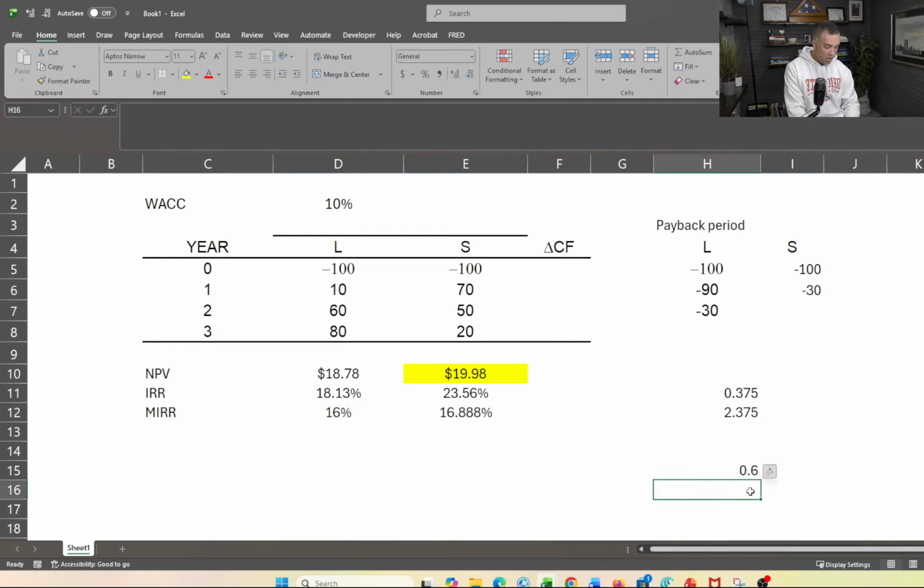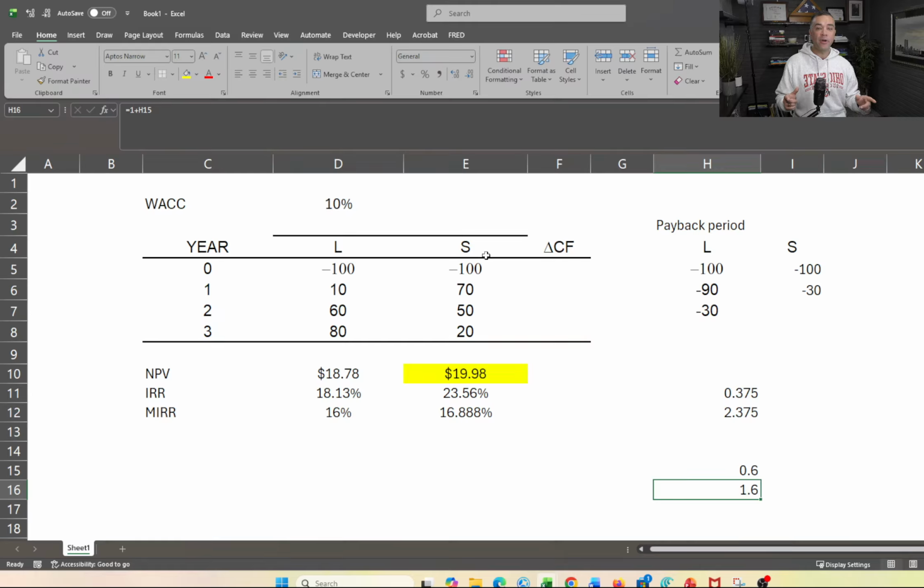So we're going to pay that off within 1 plus that, so 1.6 years. This is 2.35 years. So project S is quicker. All right, so what is the payback period? What's the criteria on this? We know the net present value one, we know the IRR.